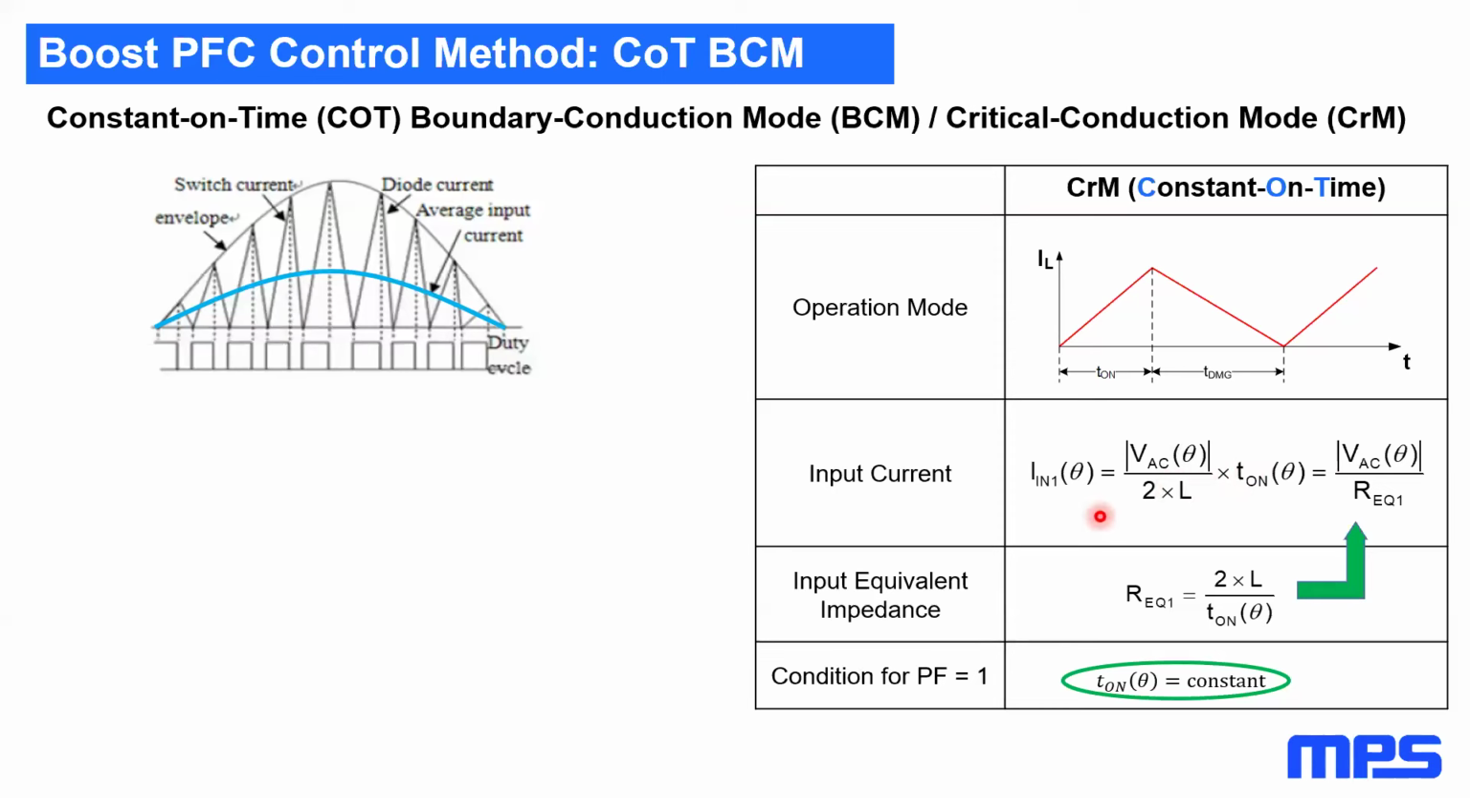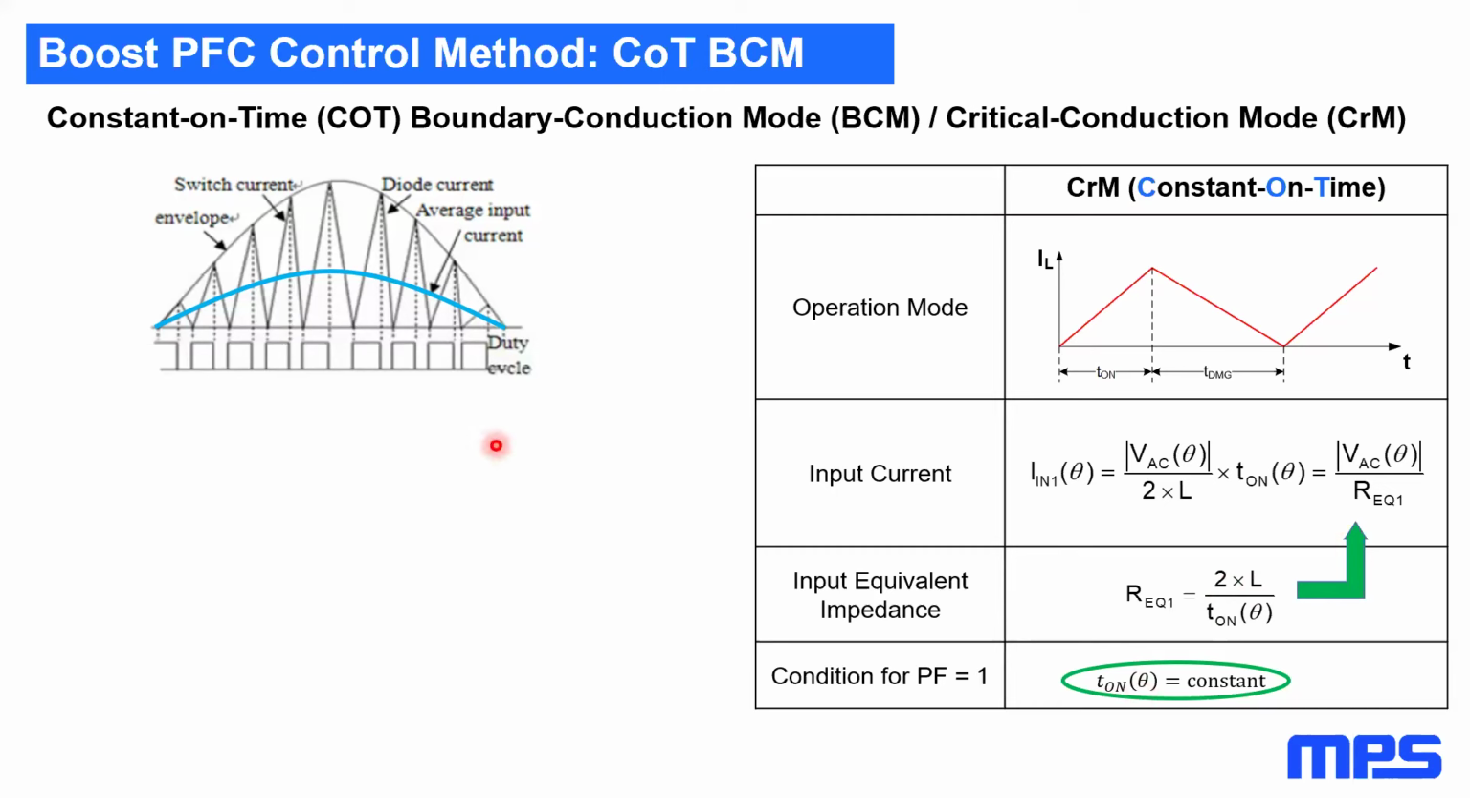So if we want the input current to be in phase with the input voltage and in the same shape, sinusoidal, then we want this ratio of the input voltage over the current to be a constant. This ratio, we can call it R equivalent, so an equivalent resistor. It equals 2 times L over T on. So you see that 2 and L are constant, of course. So if you want this to be constant, and as a result have a perfectly matched input current to the input voltage, then you need this on time to be constant.